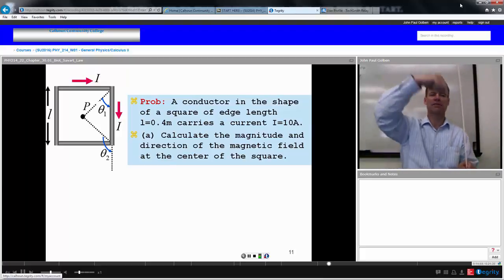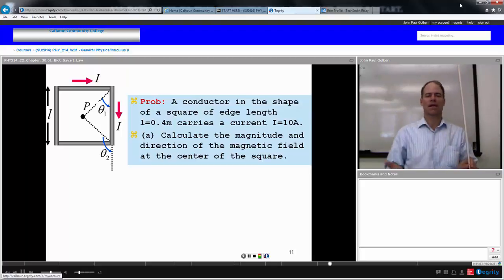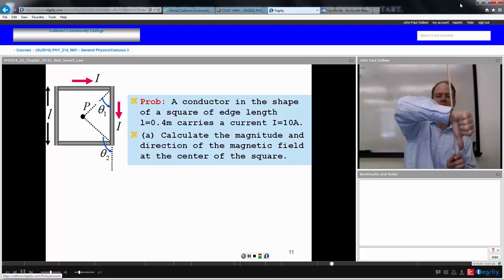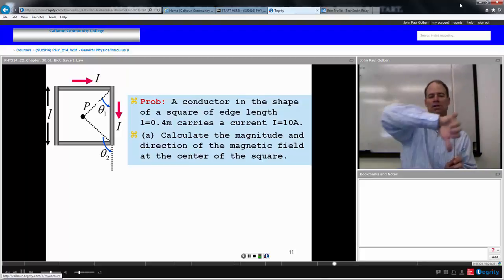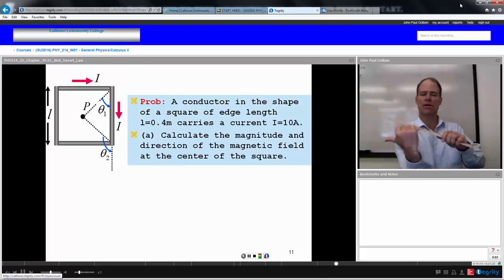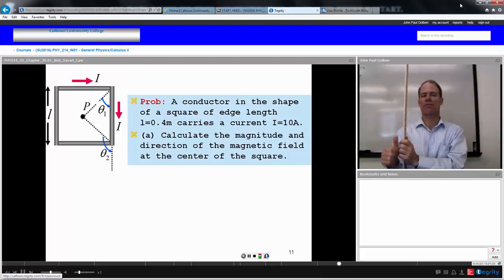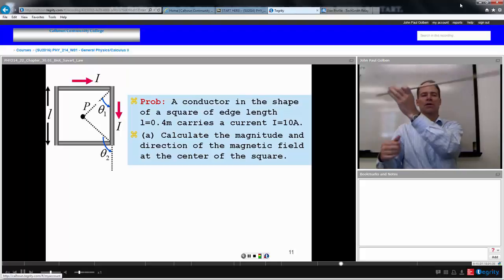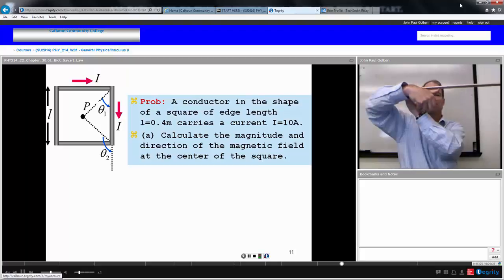Let's look at this down segment with the current going like this. If I were to apply the right-hand rule, with a current going down like this, everything to the left of that current is going to be into the page at point P. And if I look at the bottom segment with the current going this way, everything above it is going to be into the page at point P. And if I look at the segment with the current going up, everything to the right of that segment is going to be into the page. And for the current going across like this, everything below it is going to be into the page.